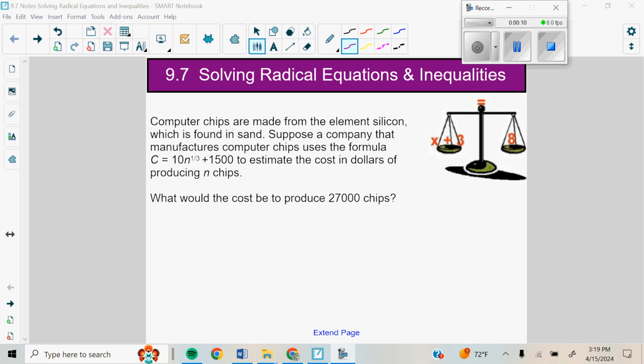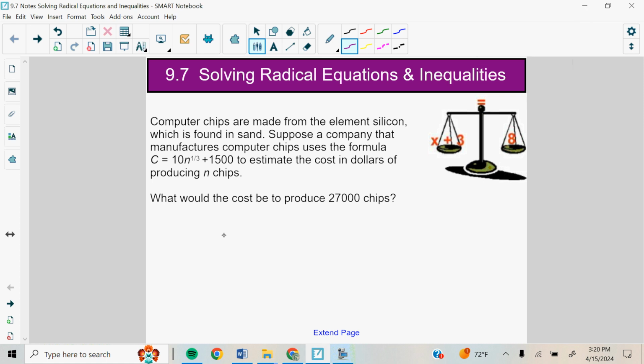So our first example says, computer chips are made from the element silicon, which is found in sand. Suppose a company that manufactures computer chips uses this formula, C equals 10n to the 1/3 plus 1500, to estimate the cost in dollars of producing n chips. What would it cost to produce that? So here, the nice thing is we know what n is. It's 27,000. So we're just going to plug that in for n.